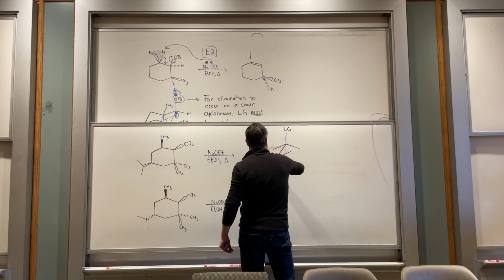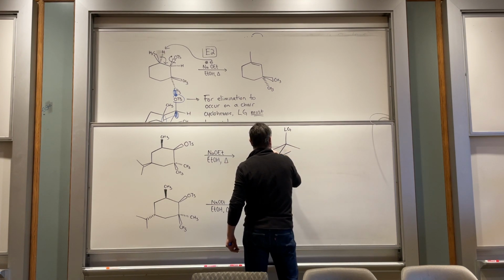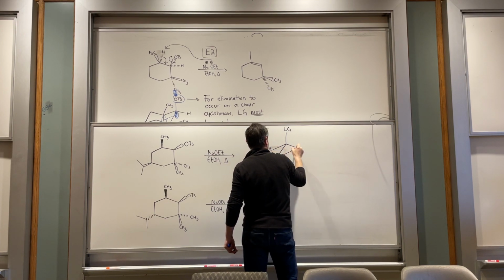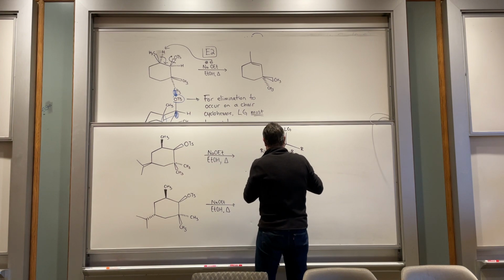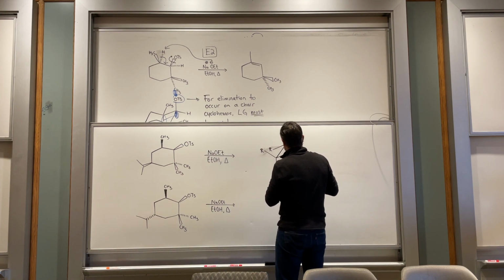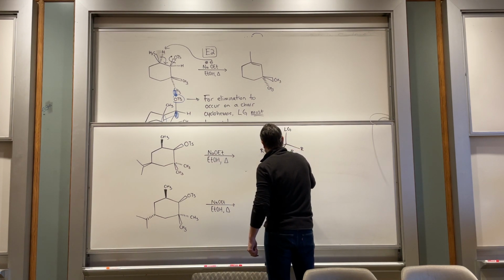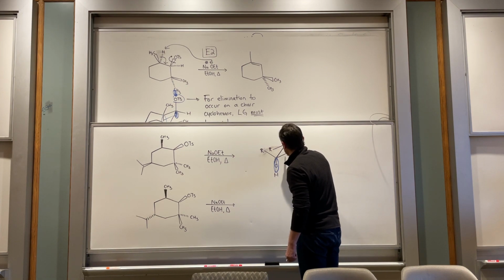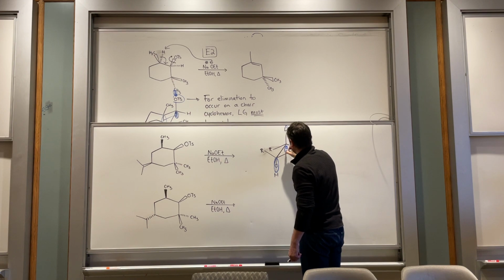so I'm going to just draw this out as a sawhorse projection. Have all the other groups as R groups. So in order for elimination to take place, the sigma bonding orbital of the proton that's being pulled has to align with the antibonding orbital of the leaving group.